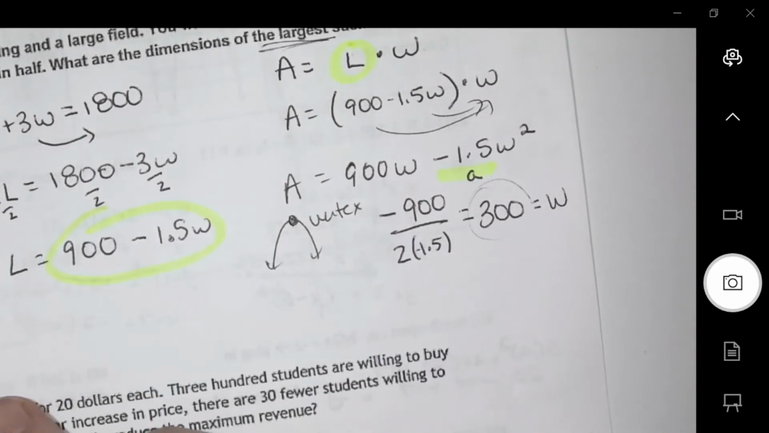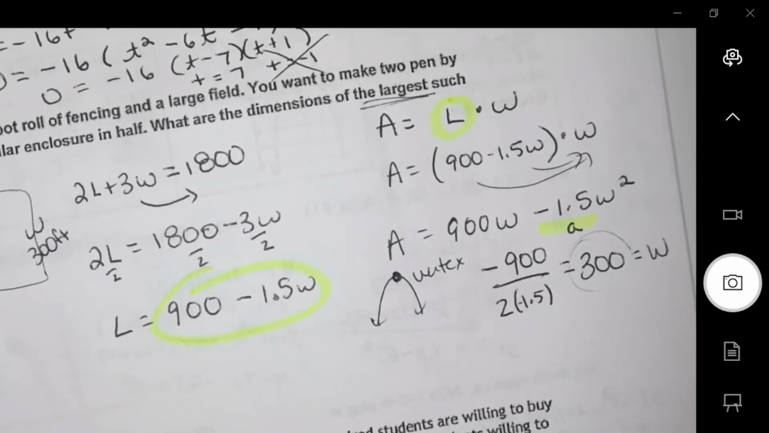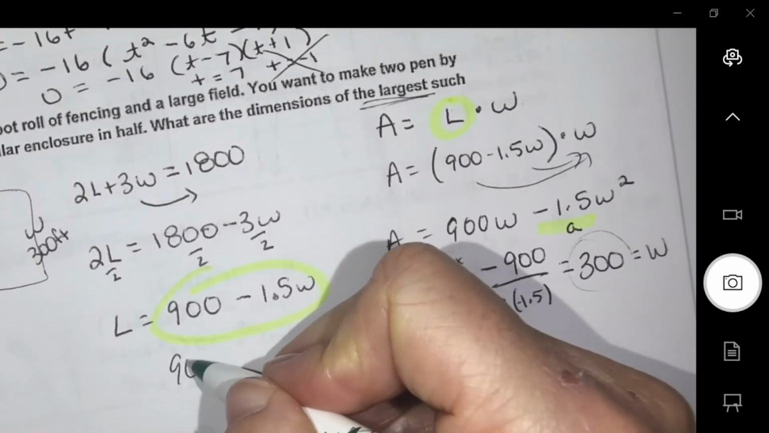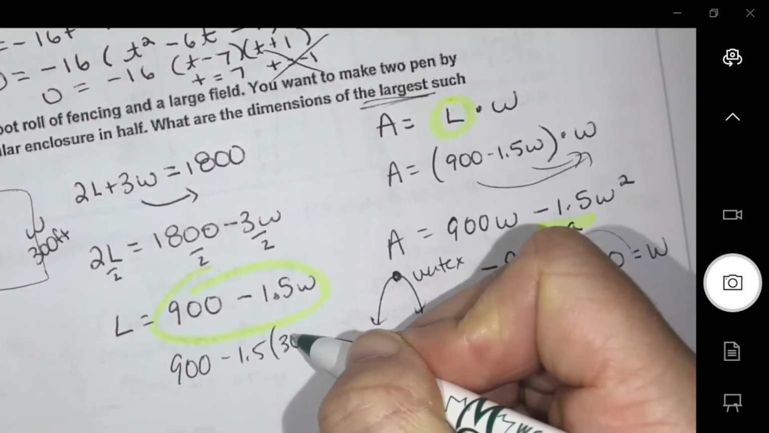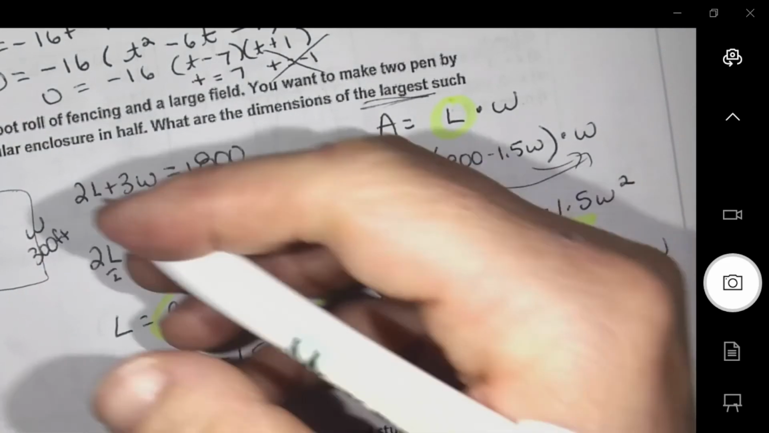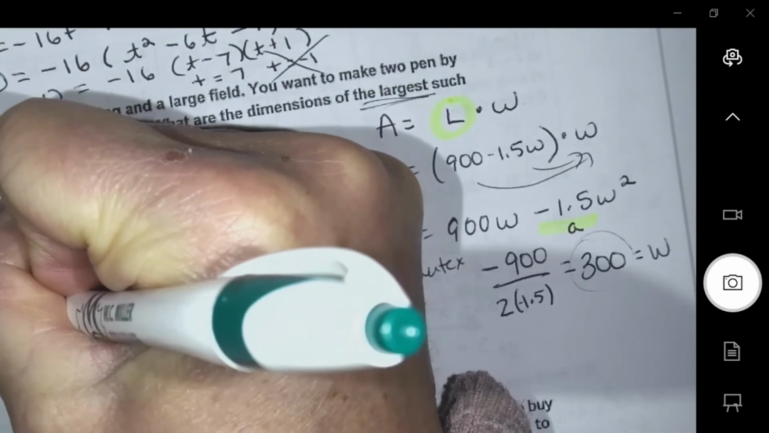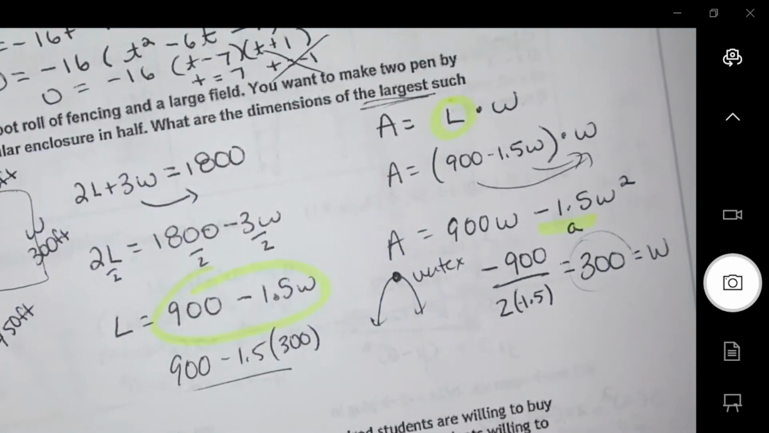So what are the dimensions? So that's 300 feet. What's going to be the L? What do you want to do here? We could just mental math some stuff, or you could plug in. Whatever you're doing to figure that out, you can use your mental math, or you could plug it in. I could ask you what are the dimensions. I might ask you what is the largest area.